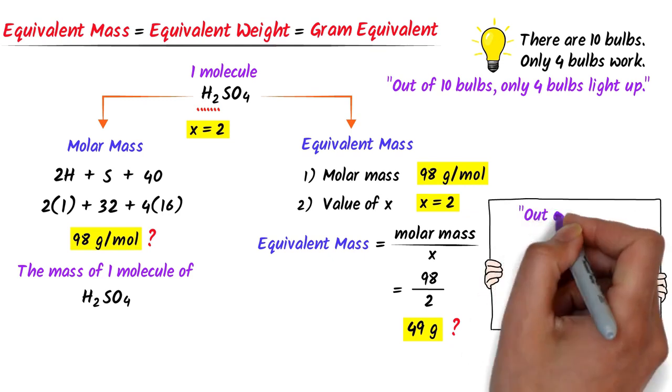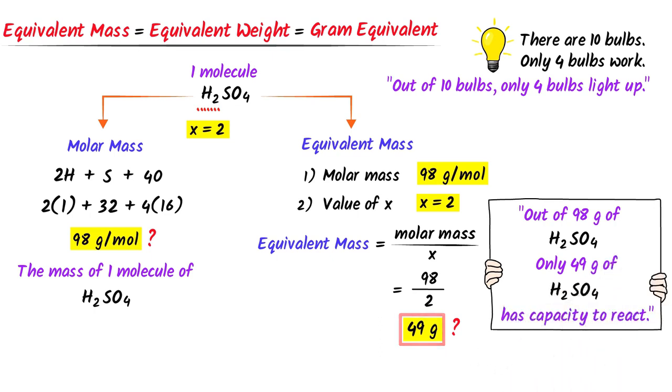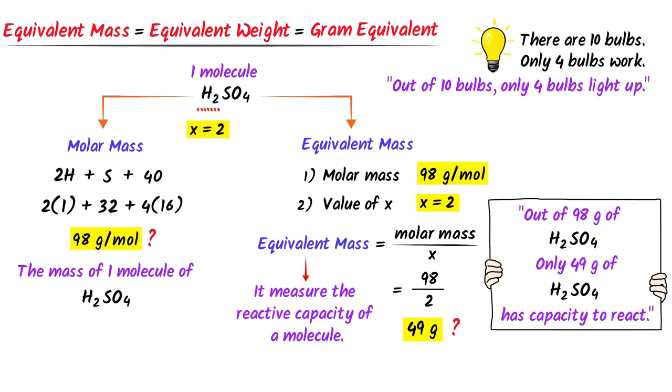Similarly, we say that out of 98 gram of H2SO4, only 49 gram of H2SO4 has the capacity to react. Therefore, we define equivalent mass as it measures the reactive capacity of a molecule in grams. So remember that molar mass shows the mass of 1 mole of a molecule, and equivalent mass or gram equivalent shows the reactive capacity of a molecule in grams.